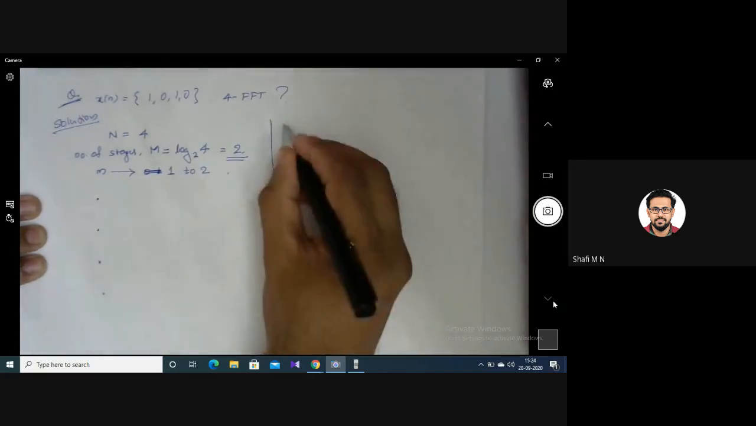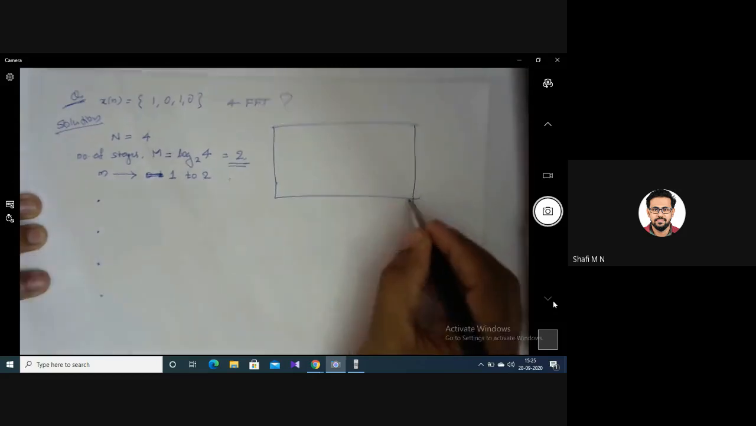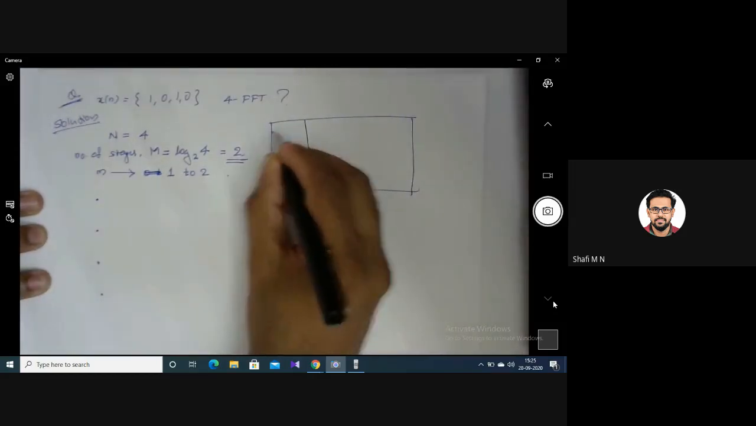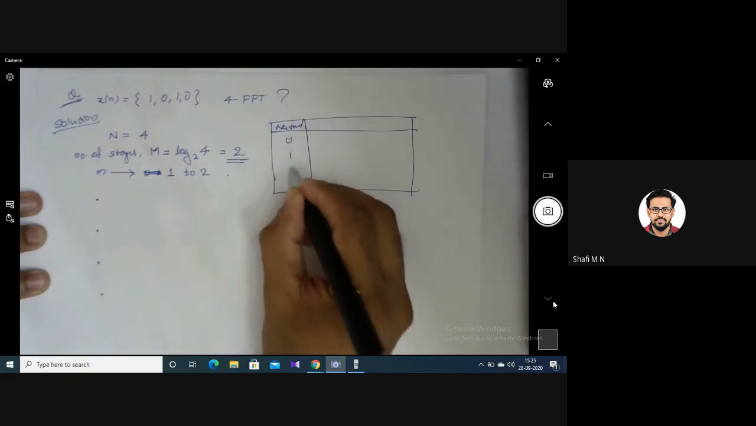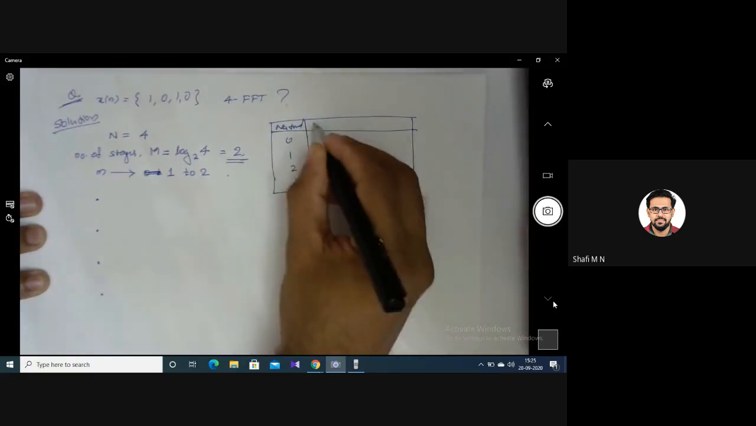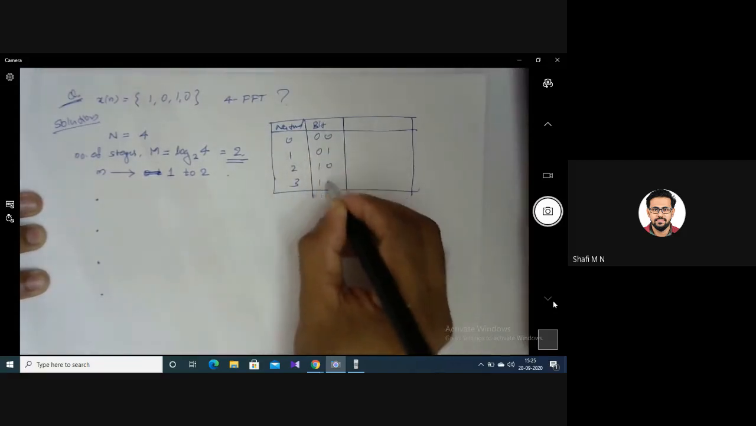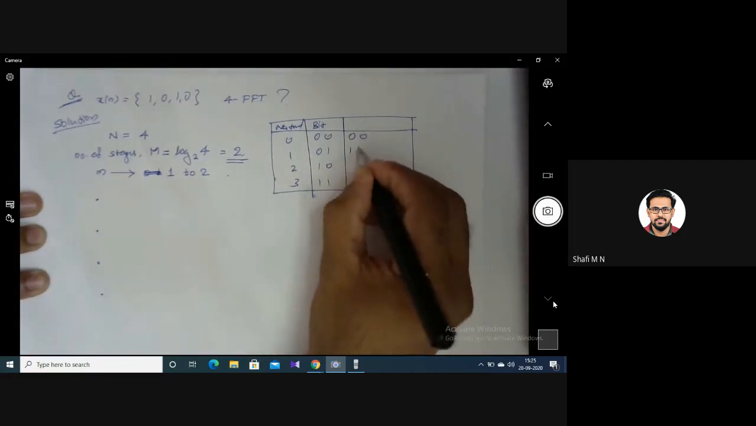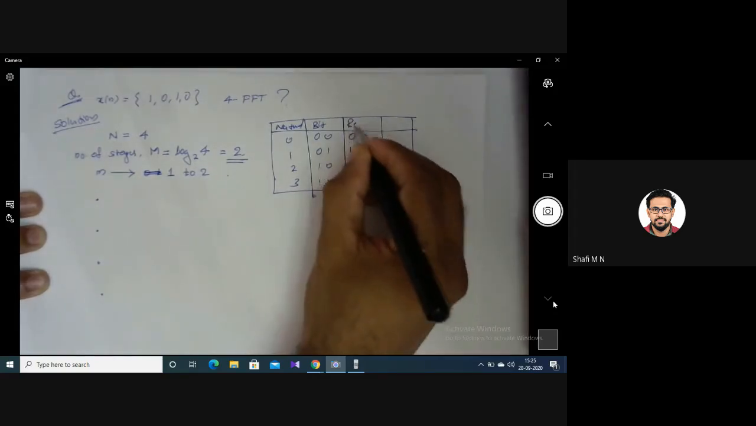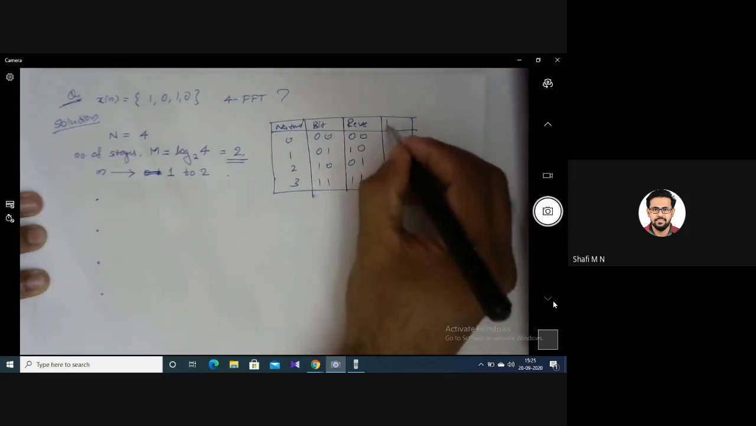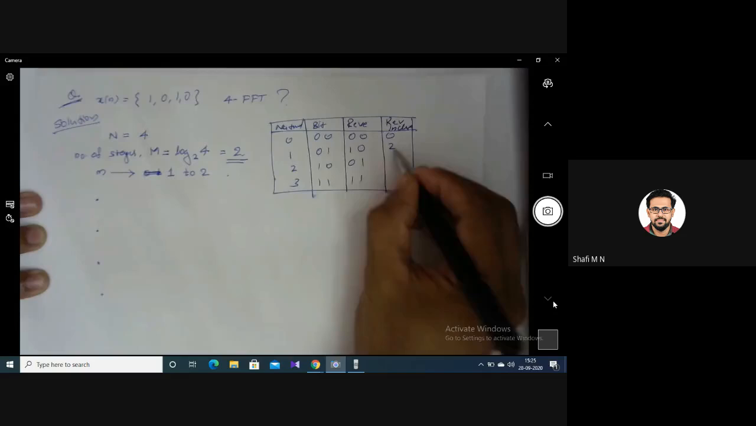Let me write the bit reversed order. You formulate a table like this. First one should be the natural order, so 0, 1, 2, 3 is your index. Now let me represent it using 2 bits: 0 0, 0 1, 1 0, and 1 1. Now let me do the reversal: 0 0, 1 0, 0 1, 1 1. I have just reversed the bits. So these are the reversed bits, and let me represent it as the reversed index. Now let's see the new index: this is 0, 2, this is 1, and 3.